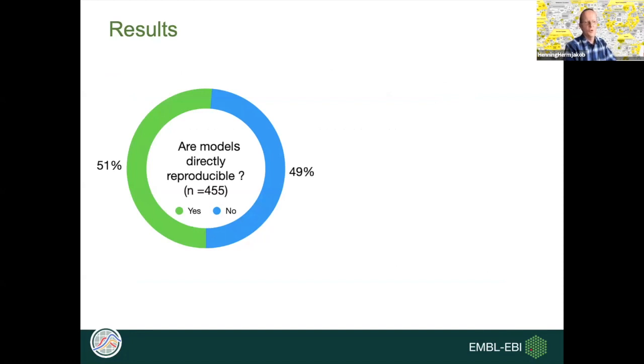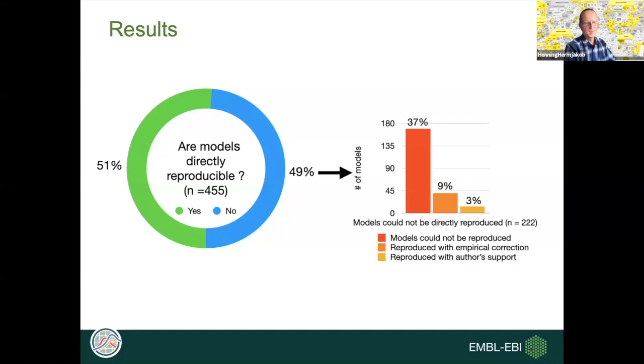Quite exactly half of all models were directly reproducible. So without any further intervention, we could recreate at least one figure from the paper, and we assumed that the model really matches what was used in the paper. So you can say the glass is half full or half empty. You can say half of all models failed reproduction, and I think that's really the case. You would hope that it's 100% which are reproducible.